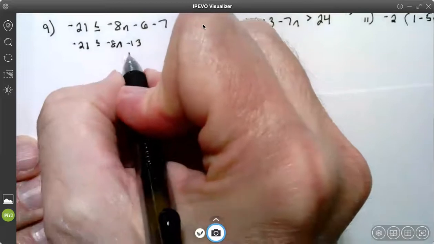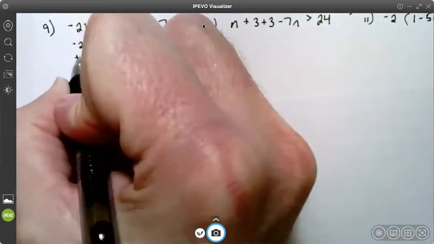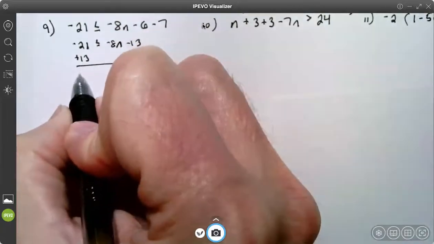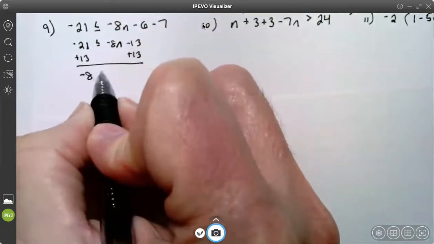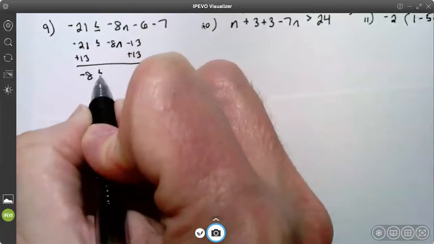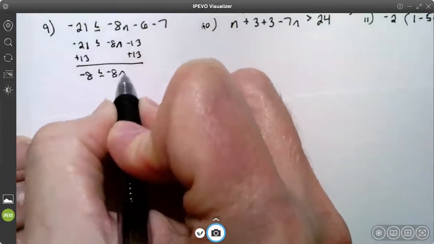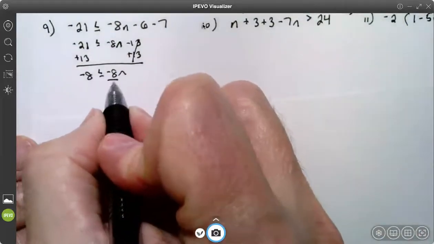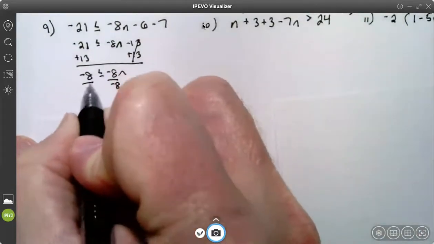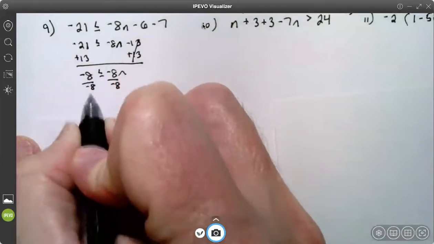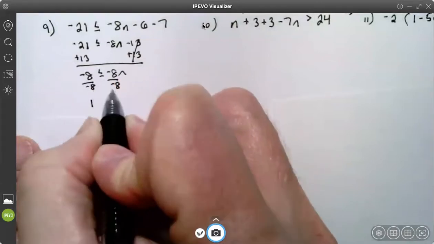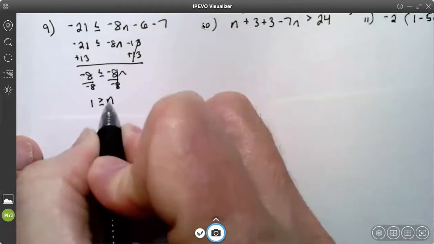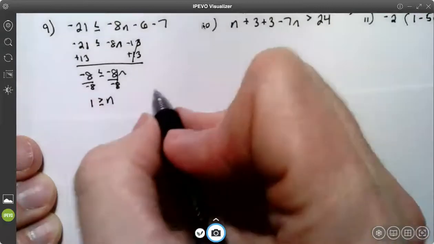To get rid of -13, I plus 13 to both sides. -21 plus 13, keep the sign of the larger and subtract. You get -8. I don't flip the sign here. Bring down -8n. Those cancel out. Now to get rid of times -8, I divide by -8. -8 divided by -8 is 1. I did divide by negative, so I do flip my symbol. And I get n is less than or equal to 1.